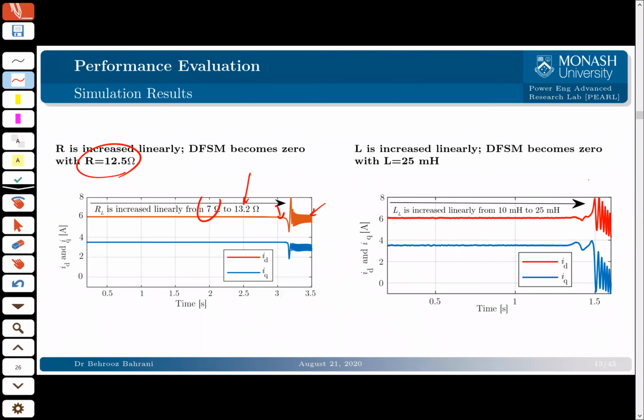We also did another test for increasing L, and we increased our L from 10 millihenry to 25 millihenry. Again, the same thing happened: we predicted that the system will be unstable at L equal 25, and it became unstable at that point in time.